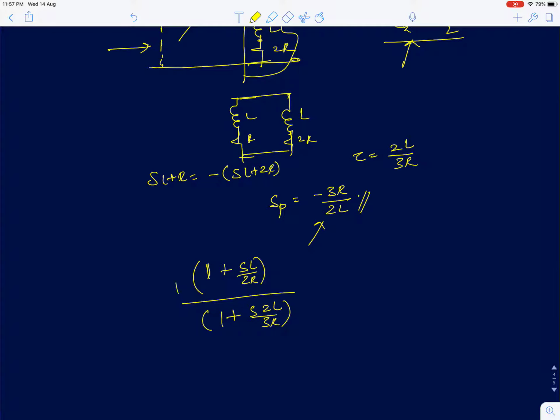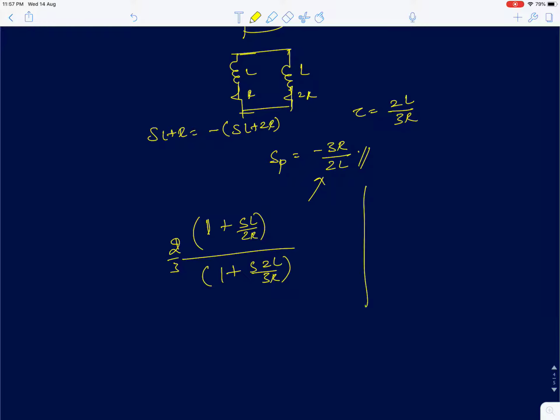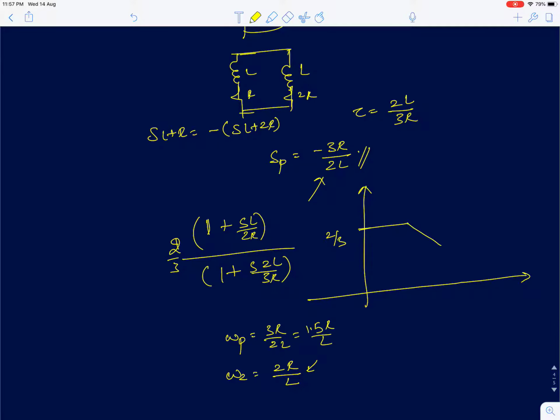The DC gain here is 2 by 3. So when you plot this transfer function, you will start from 2 by 3. The pole here is at 3R by 2L and the zero is at 2R by L. So this is nothing but 1.5 R by L, and this is 2R by L. So first you get the pole, and once you hit the pole, after that you are going to hit the zero. That's going to occur at 2R by L, and the pole at 1.5 R by L.